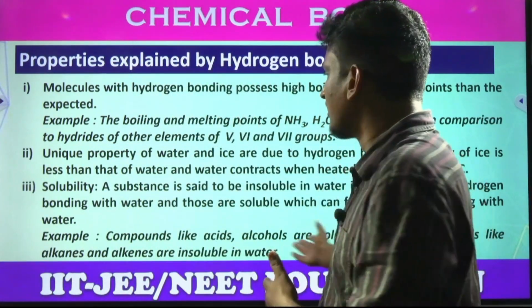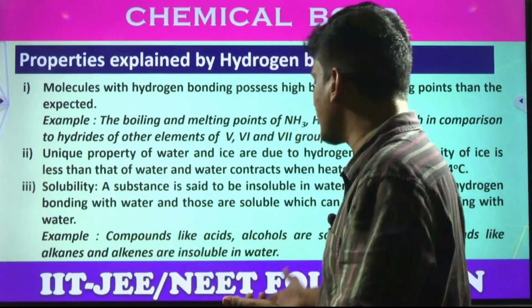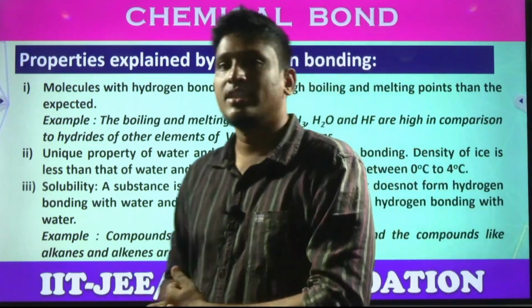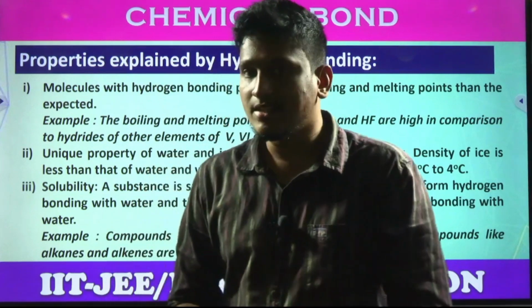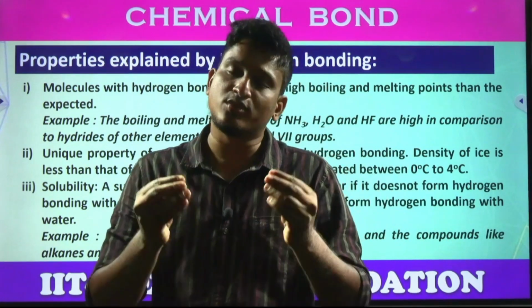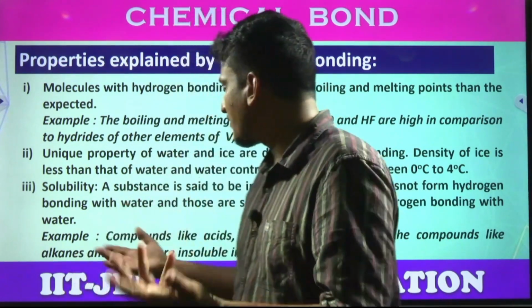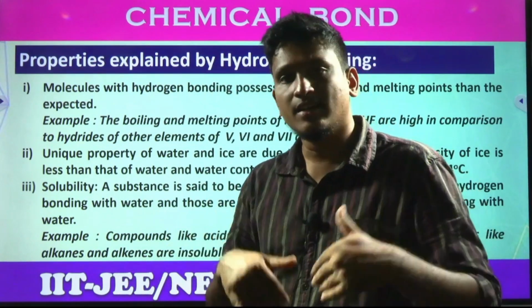Like you can see, some examples are given. Alkenes are insoluble in water. Why? Because of the absence of hydrogen bonding. When there is an absence of hydrogen bonding, they are mostly insoluble. If there is a presence of ionic nature, definitely they are soluble.